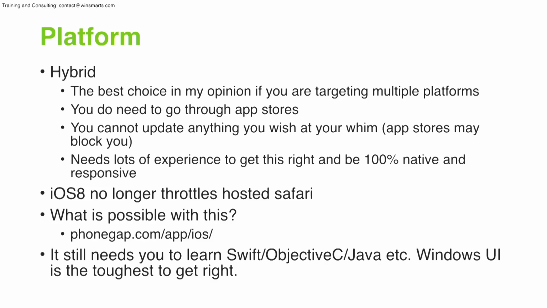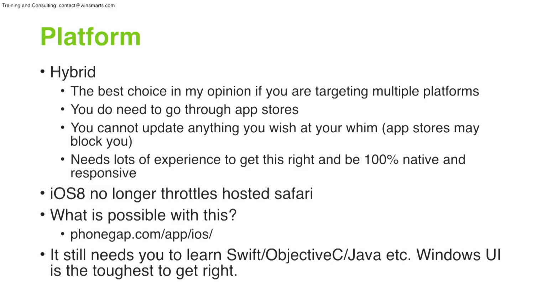Then the other choice is hybrid. Hybrid is like Cordova or Icenium or any of these platforms where you have a native shell, but your user interface and some of your logic might be JavaScript or HTML5. That's a pretty good choice. In that you sort of get the best of both worlds, but in my experience it takes a lot of experience and practice to do this 100% right. So basically the app needs to feel native and act native and so on and so forth.